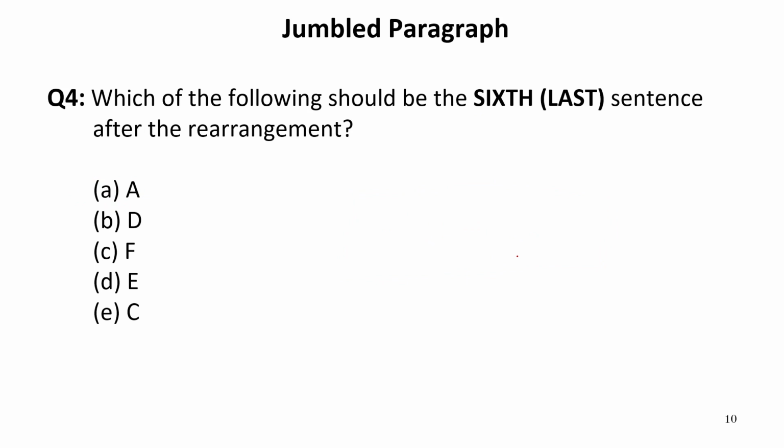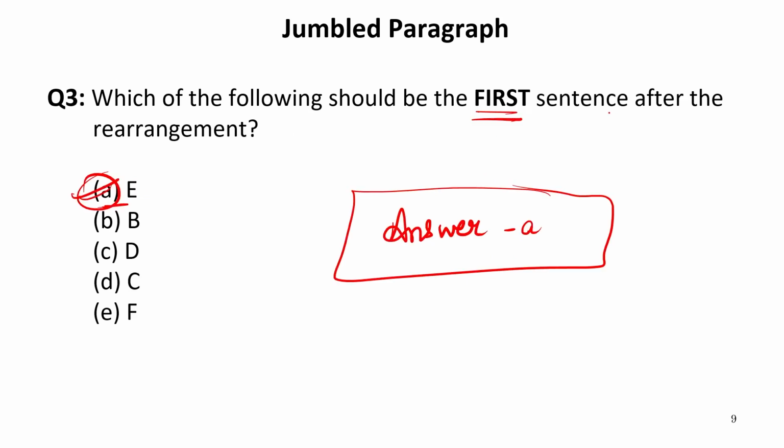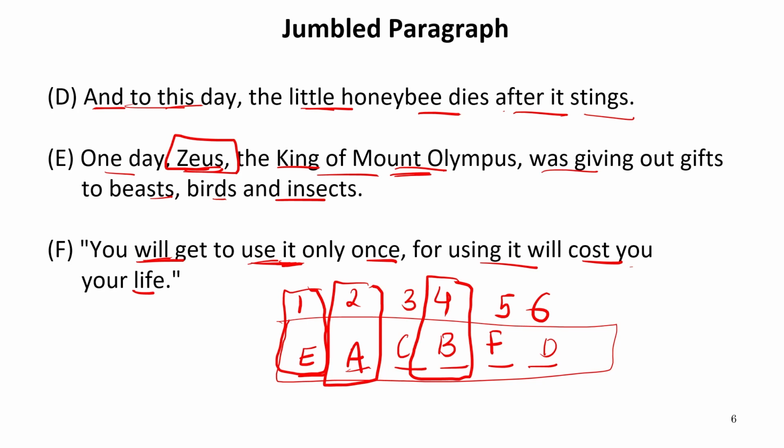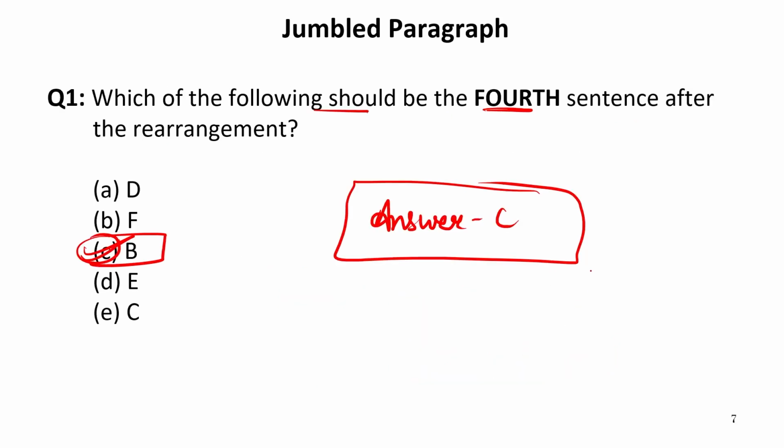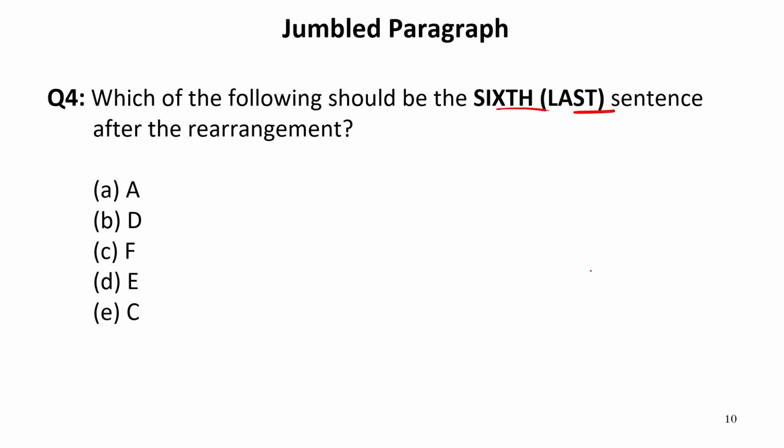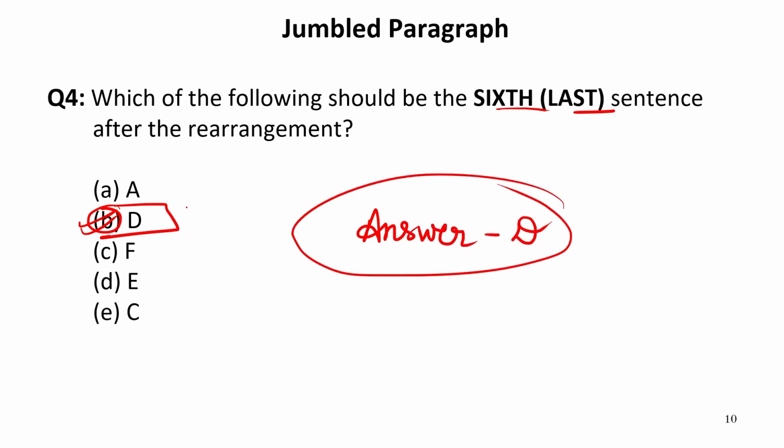So now let us see the next question. That is sixth sentence or the last sentence. Now we have been asked about the sixth or the last sentence, which is D. Now let us see where D is given in the options. It is given on the option number B. So our answer is B because our sixth or the last sentence is D, which is given in the option number B.